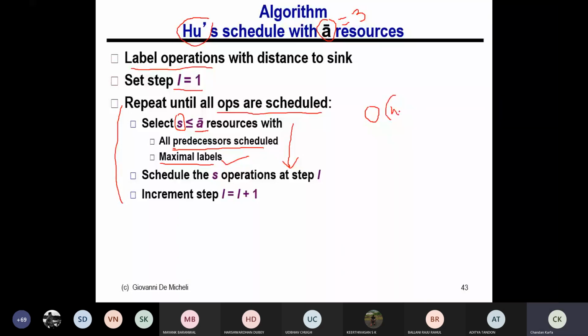N is the number of nodes, because every node is considered. Every time I'm going to schedule some operations, and I'm going to complete this whole thing once all the operations are scheduled. So the complexity is basically nothing but order of n. So it is a very first algorithm, and it is making sure that this particular solution gives you the minimum latency under resource constraint.